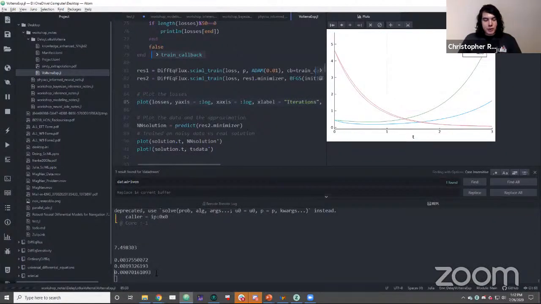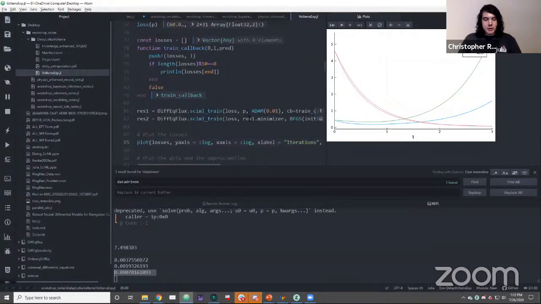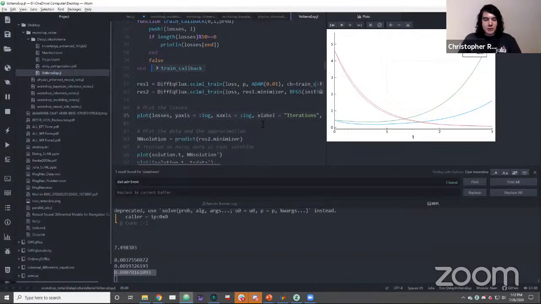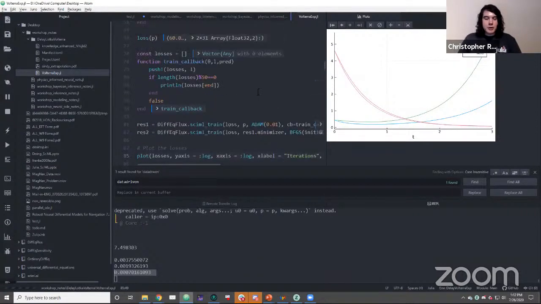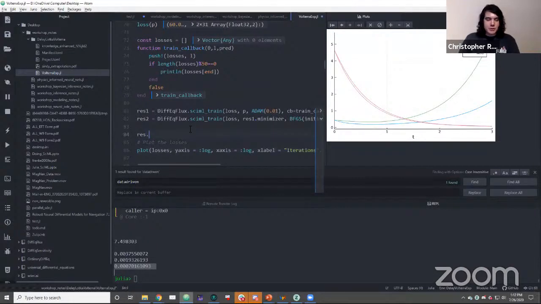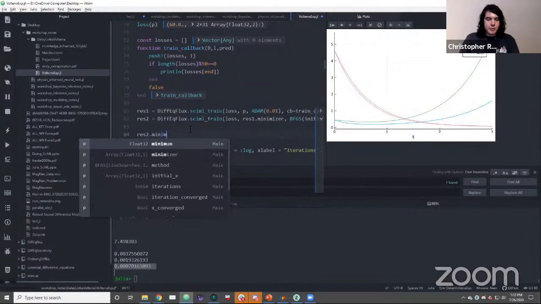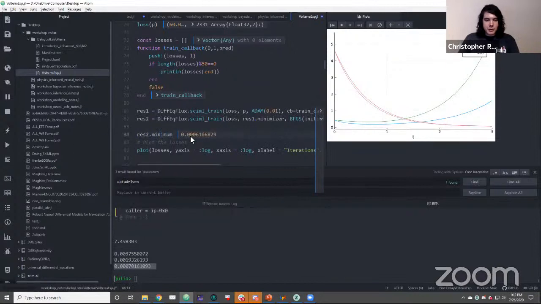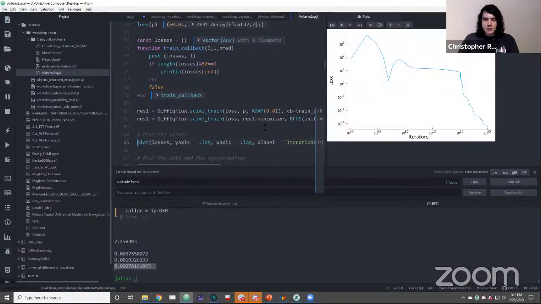So right now it's gone down to a pretty low loss. It usually cuts a lot quicker, but it is a little bit dependent on the initial conditions that you got from the neural network. And here now we saw that it finished. We can look at res2.minimum to see that we got to a loss of like 6e-3. All right, so let's actually plot our losses.